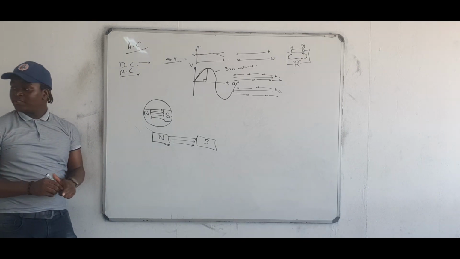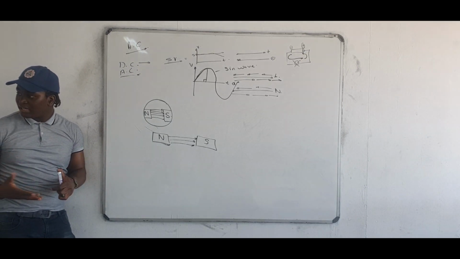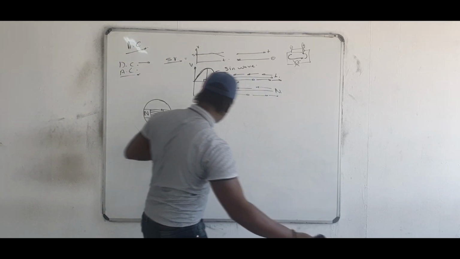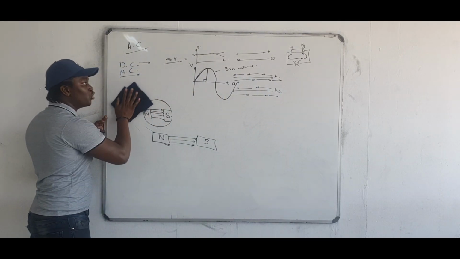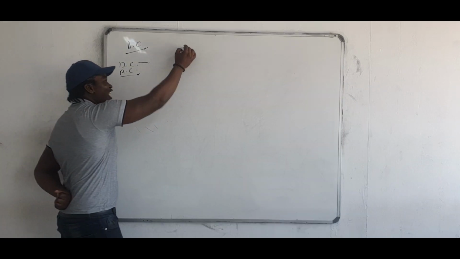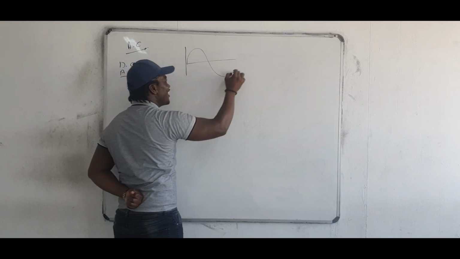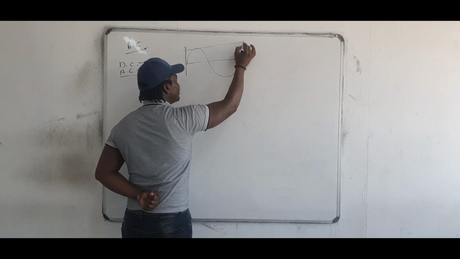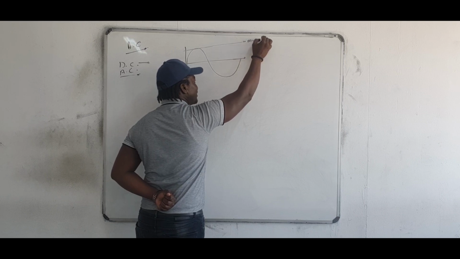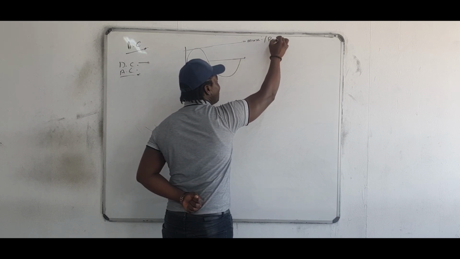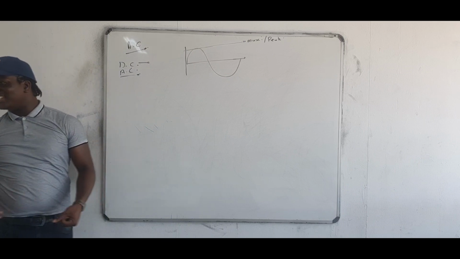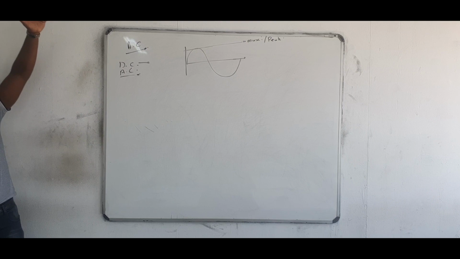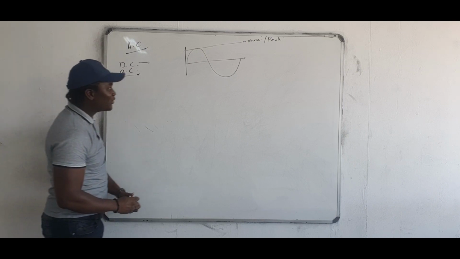Now remember what I asked you. You said there is no constant value in AC. Yes, that was correct. So let me rub this part out, and then we redraw our sine wave. Our sine wave now looks like this. Now, the highest part of your sine wave is called the maximum, or you can call it your peak. Why do you call it the peak? Because it's the highest point, like the peak of the mountain, the highest point.